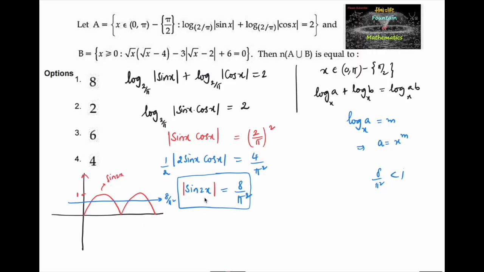So we can say clearly that mod of sin 2x is equal to 8 upon pi square, which is forming 4 points. 1, 2, 3, 4. So graphically, we can say the number of elements in set A is equal to 4. There are 4 points where the line intersects the mod sin 2x graph.